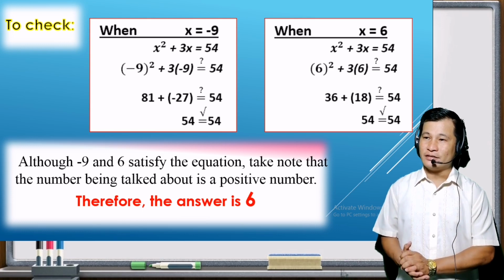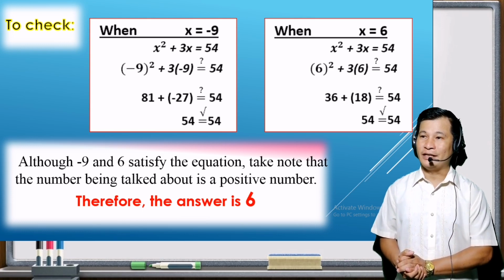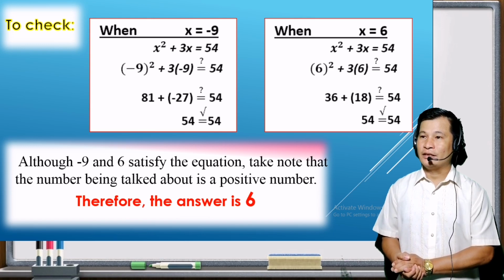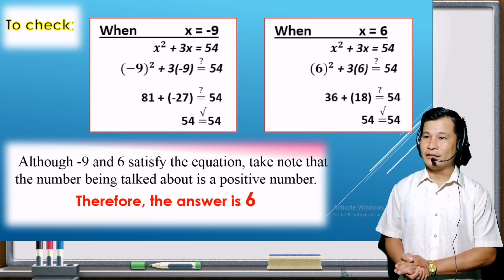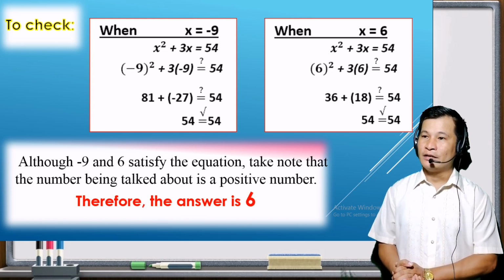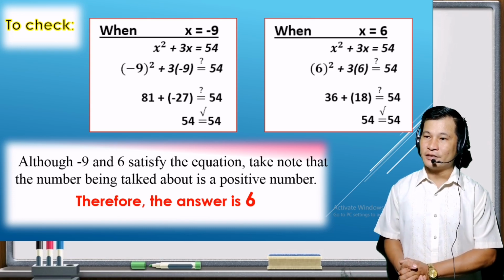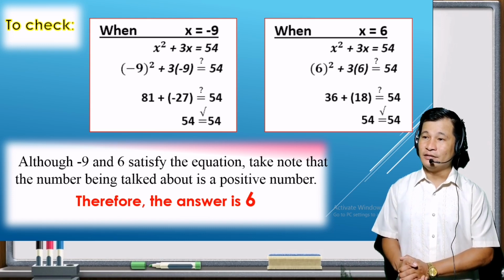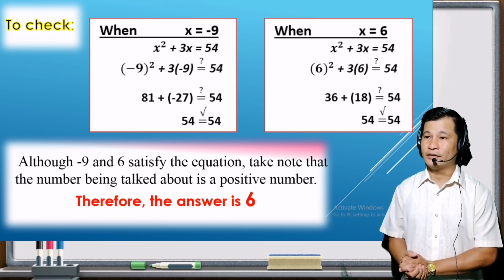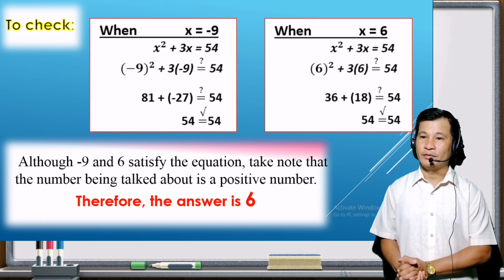When x equals 6, we have x squared plus 3x equals 54. 6 squared plus 3 times 6 equals 54. 6 squared equals 36 plus 3 times 6 equals 18, which equals 54. And then 54 equals 54.